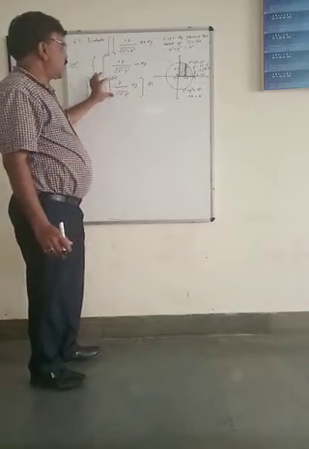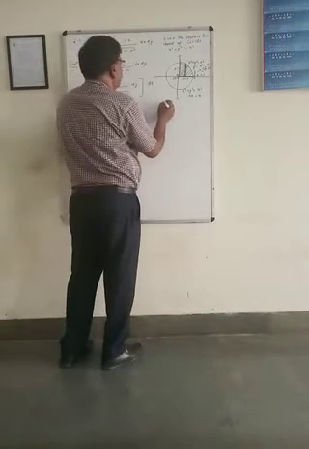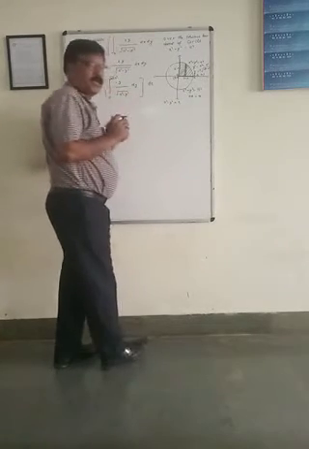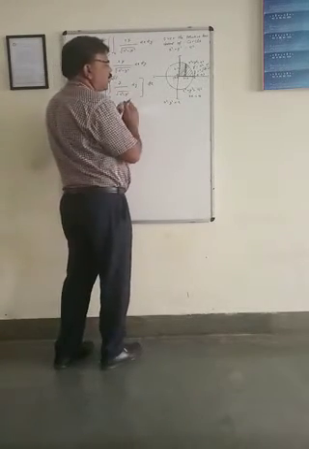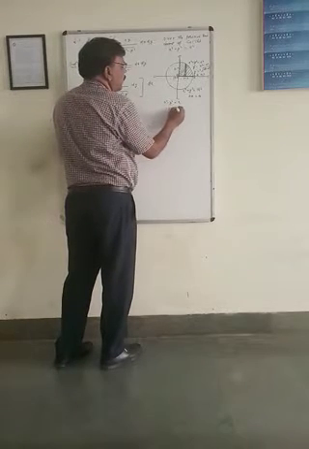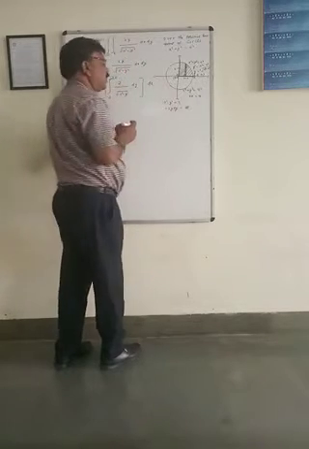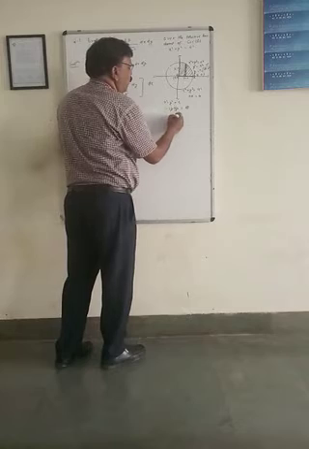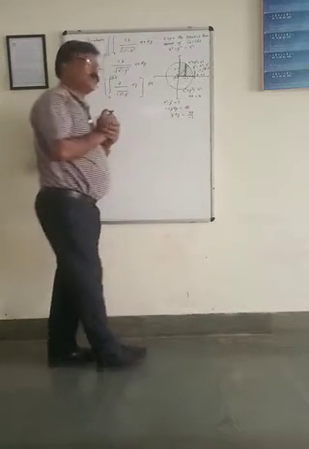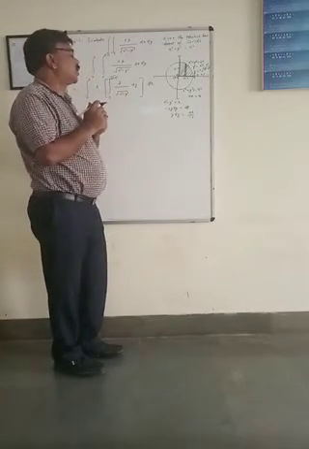Now in order to get the integration we use a substitution: a square minus y square is equal to t. Differentiate this, we get minus 2y dy is equal to dt, or y dy is equal to dt upon minus 2. Now we put the substitution in this equation.